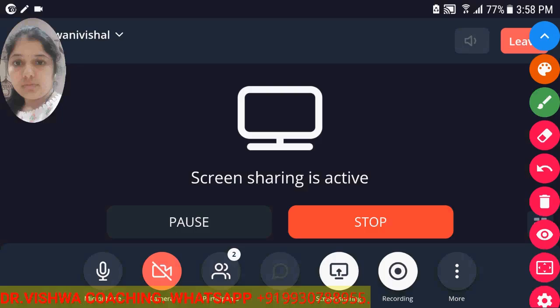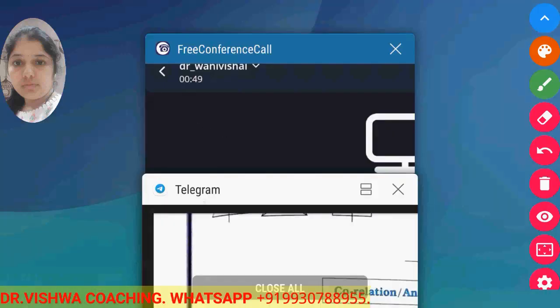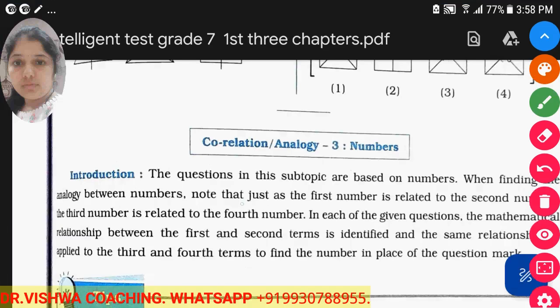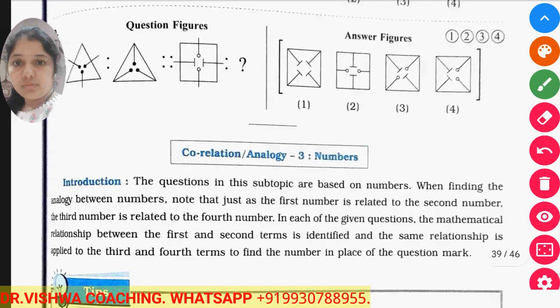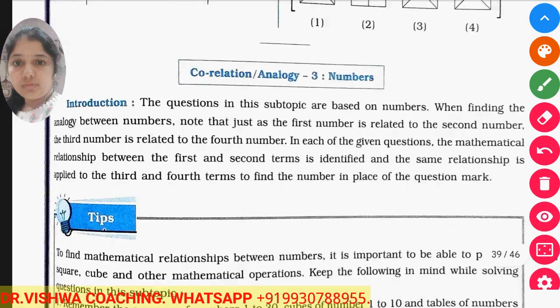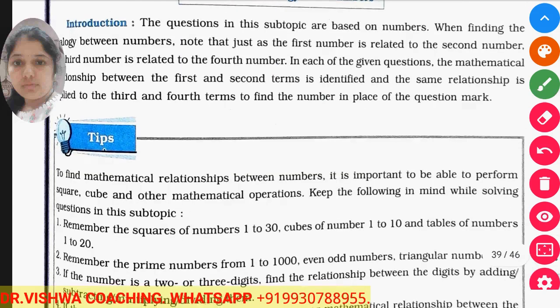Okay, so friends, I am Dr Heena, and for scholarship grade 7, we were learning the topic named correlation. In the correlation, we had learned the problems that are based on figures and words. Now the topic is based on numbers.